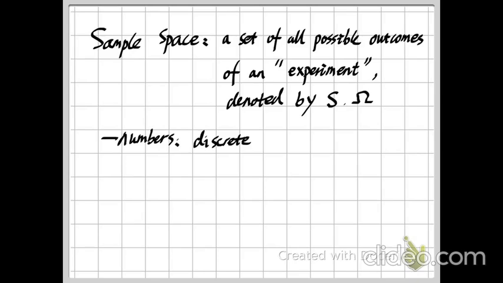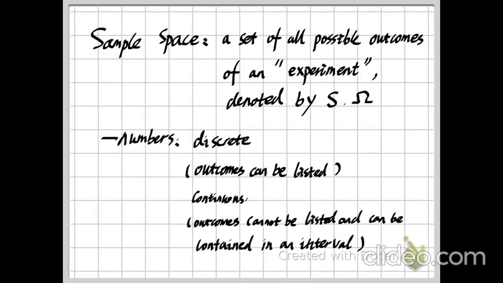So what is discrete? This is something where you can list the outcomes. It could be numbers, like the natural numbers, so you can list them as 1, 2, 3, or 10, 11, 20. Compared with discrete, the other one is continuous. Continuous is something you cannot list. This means the outcome lies within some interval.